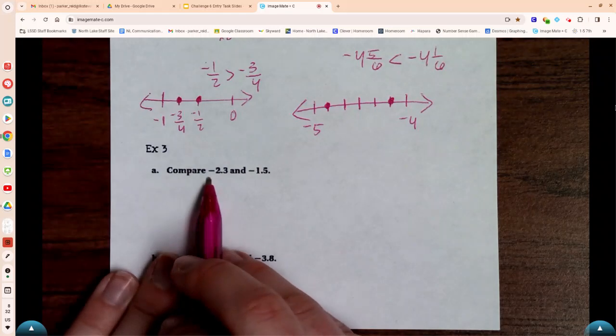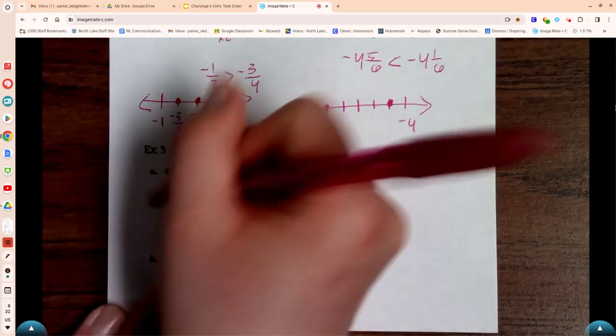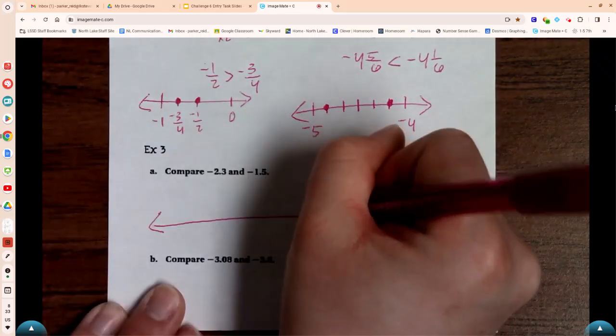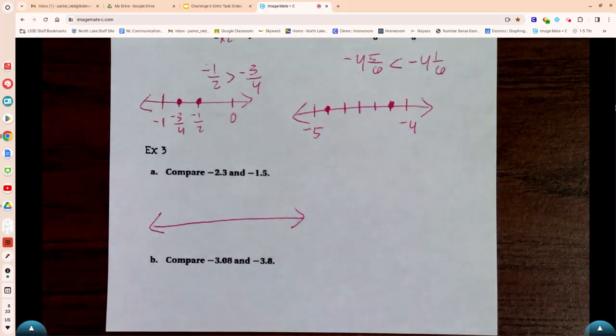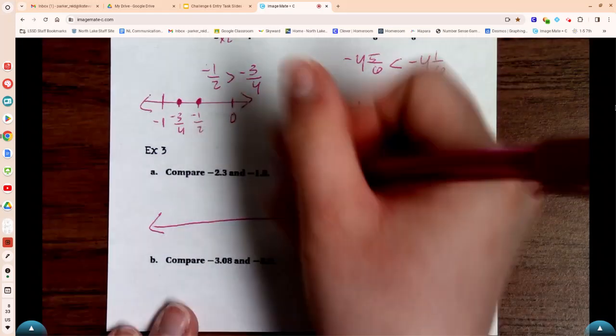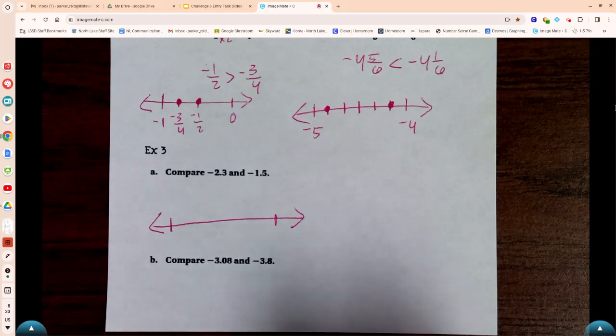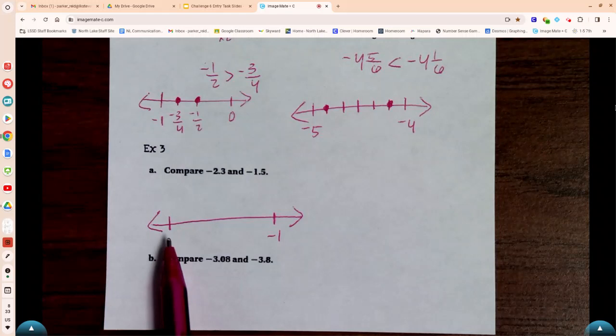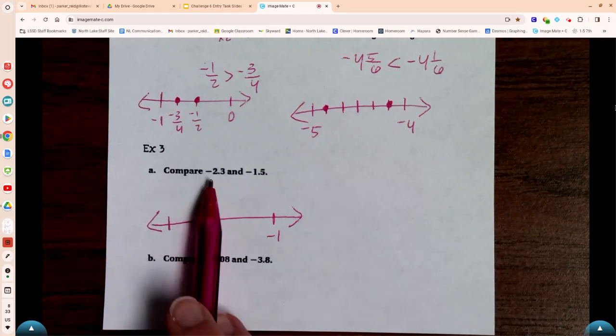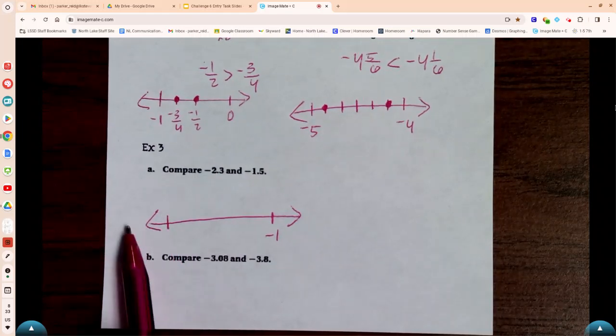So here I have -2.3 and -1.5. What range could I maybe use on my number line here? I, again, don't really need to put a 0 on this one. Maybe what could I start at and what could I end at that would include both of these? Samson? 2. I could start at -1, but if I put -2 here, -2.3, would I have room for that, or would that be past that?